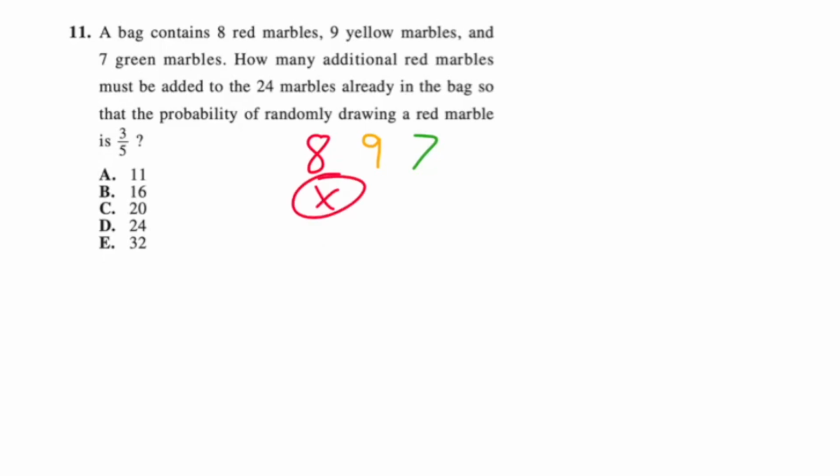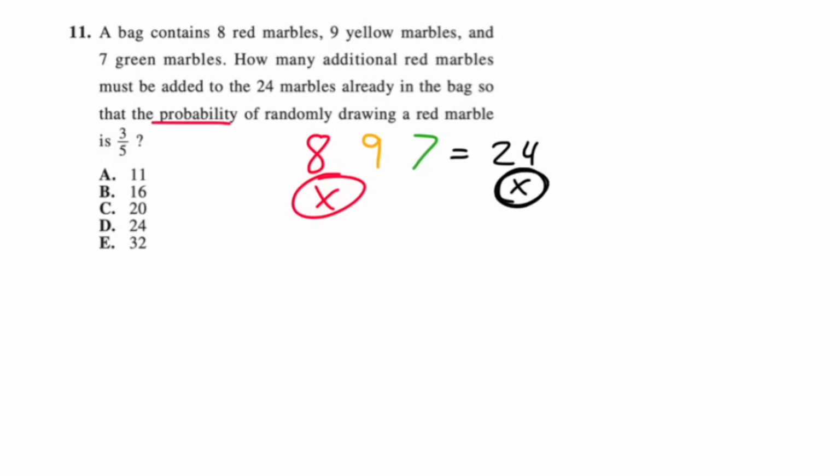How many additional red marbles? I don't know how many, so I'm going to call that X, that's red marbles, must be added to the 24 total. So this 8 plus 9 plus 7 is currently 24, but we're going to add some red marbles here. Now the thing to remember is as we add red marbles, we're also increasing the total number of marbles. So the X belongs over here too.